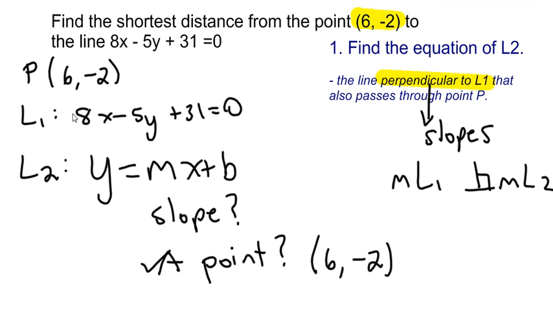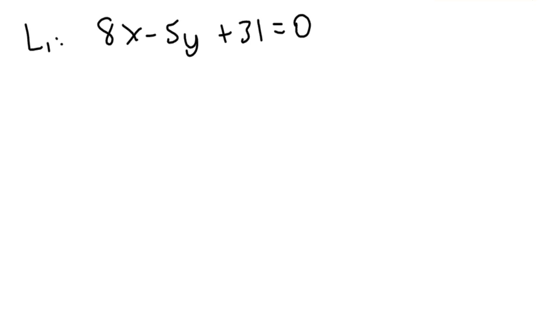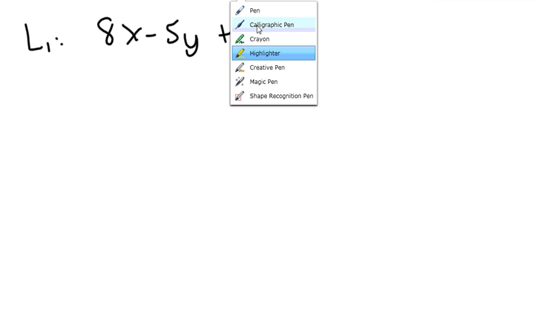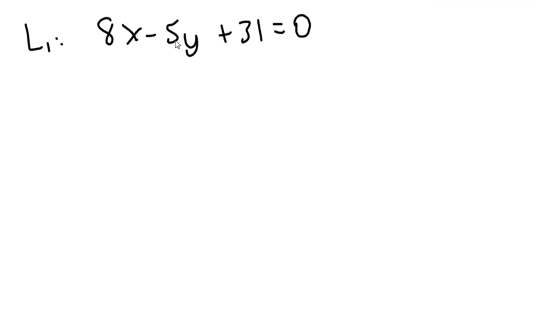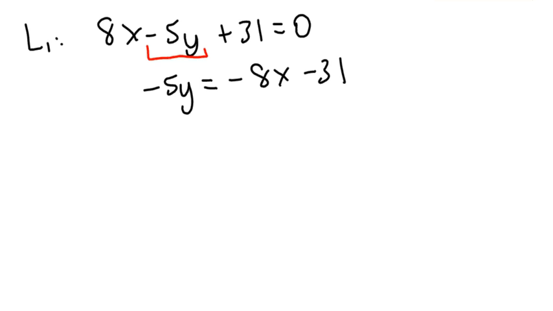That's our first step. So again, here's line 1, 8x minus 5y plus 31 equals 0. There's lots of different ways of finding slopes. My favorite is to rearrange into the slope-intercept form. So in order to do that, I need to isolate the y term. So there's the y term, and everything else needs to go away. So negative 5y stays where it is. 8x goes to the other side where it becomes negative 8x. 31 goes to the other side where it becomes negative 31.